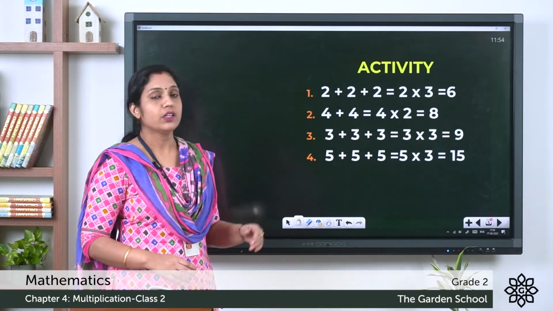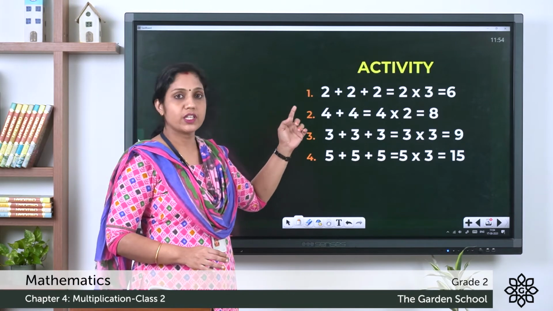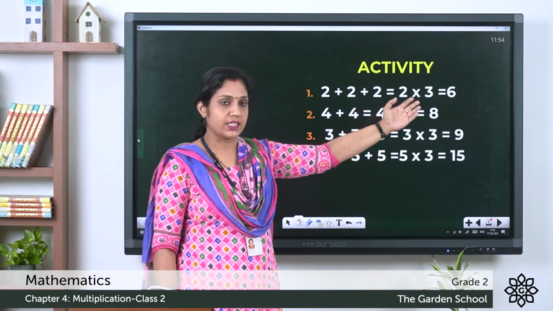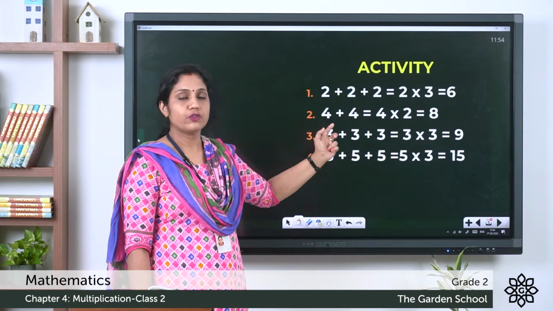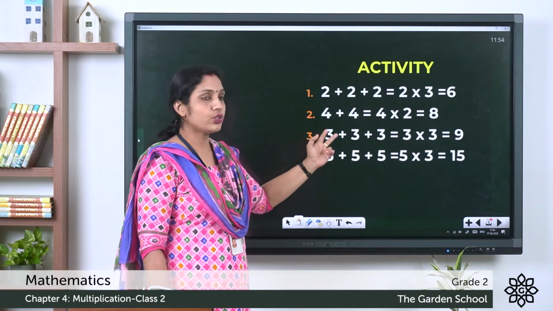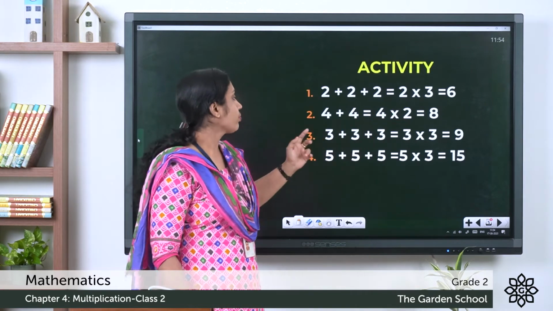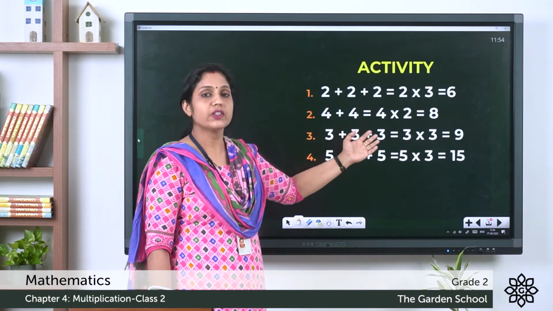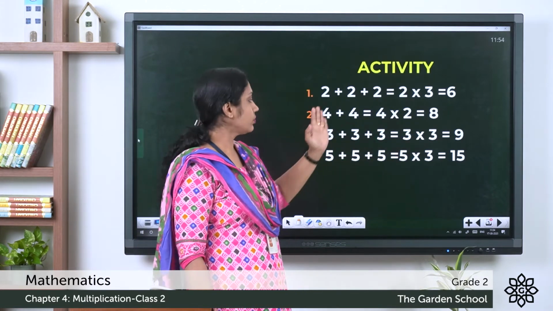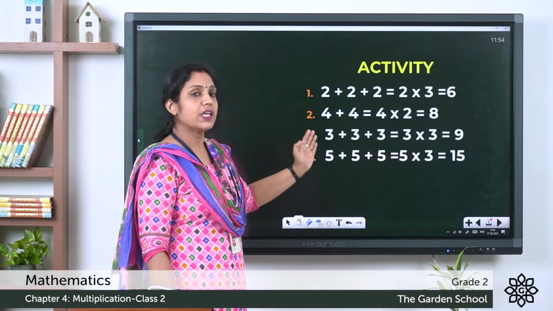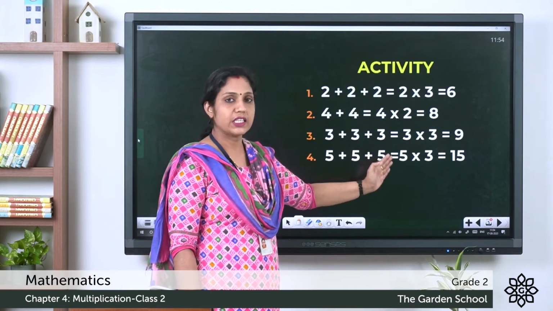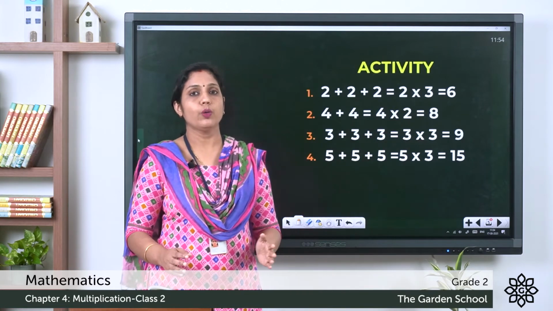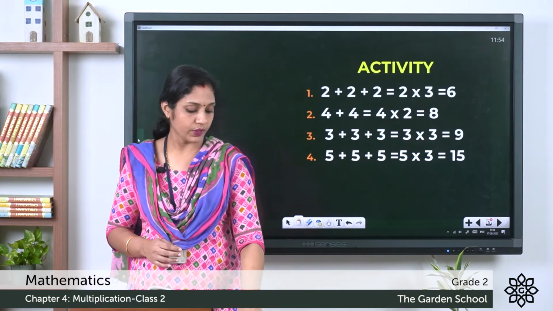Here we have first one 2 plus 2 plus 2 and the answer is 2 into 3 is equal to 6. The second one 4 plus 4, that is 4 into 2 is equal to 8. Third one 3 plus 3 plus 3 is equal to 3 into 3 is equal to 9. Fourth one 5 plus 5 plus 5 is equal to 5 into 3 is equal to 15. So, hope your answers are correct.